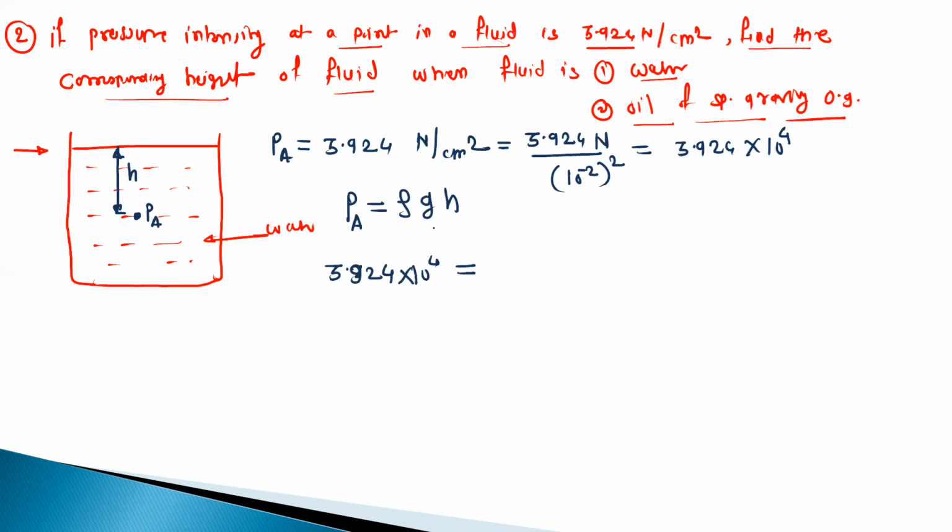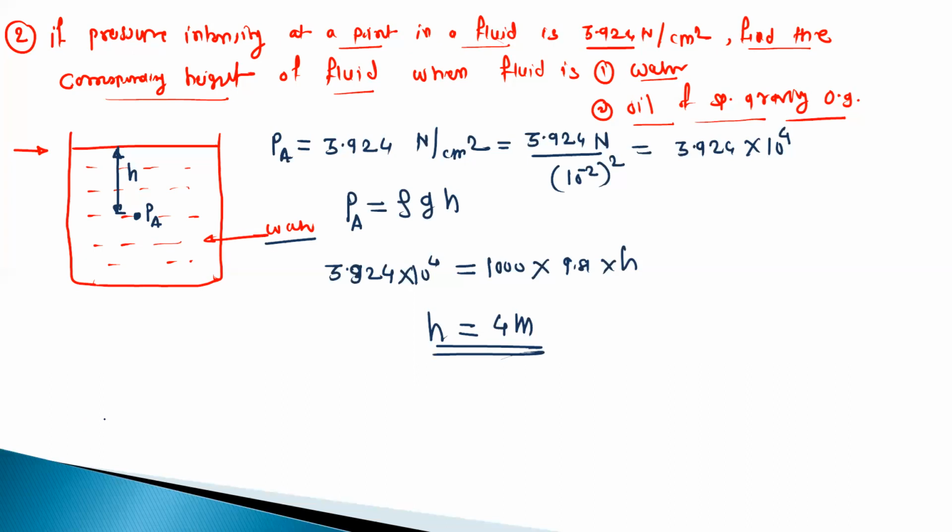This is equal to, now the fluid is water, so rho will be 1000, G is 9.81 and H is unknown. Okay, so from this you can find out the H value. So this H value is equal to 4 meter. This is for water.